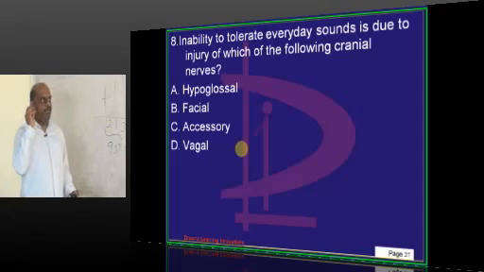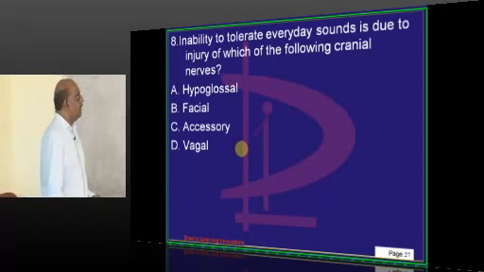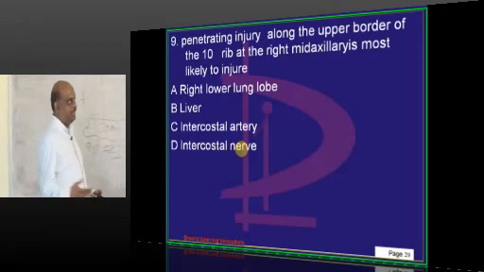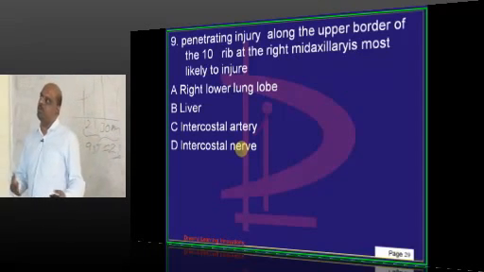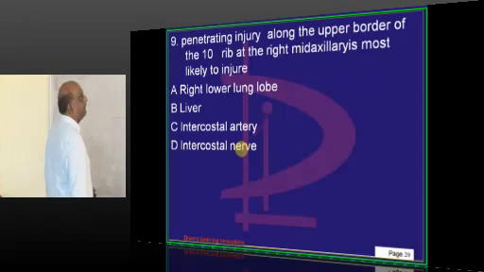Now, whenever you cannot tolerate sounds, that's called hyperacusis. What is the underlying problem? Typically it is the facial nerve which is abnormal, responsible for hyperacusis, because the facial nerve is the one which supplies the stapedius, and that gets affected.